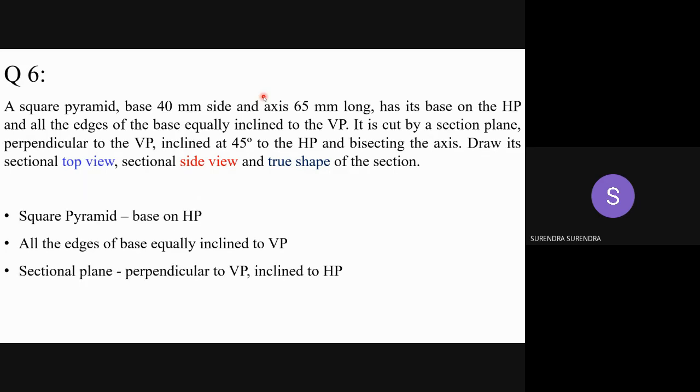And coming to the sectional plane, it is perpendicular to VP and inclined to HP. Inclined, what is the inclination angle? 45 degrees. And one more thing, it is bisecting the axis, which means the cutting plane is passing through the midpoint of the axis.